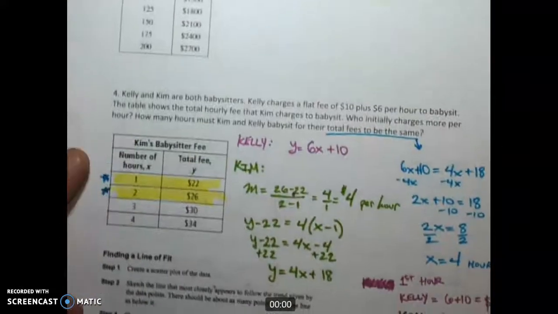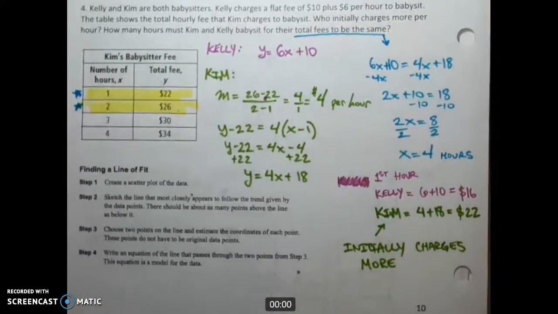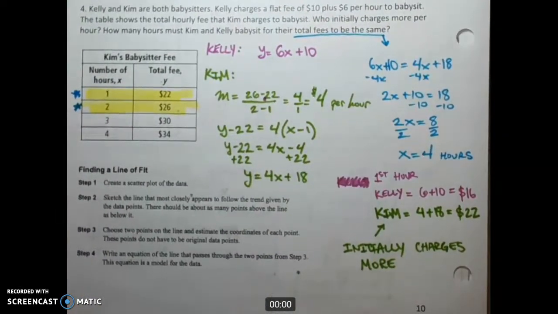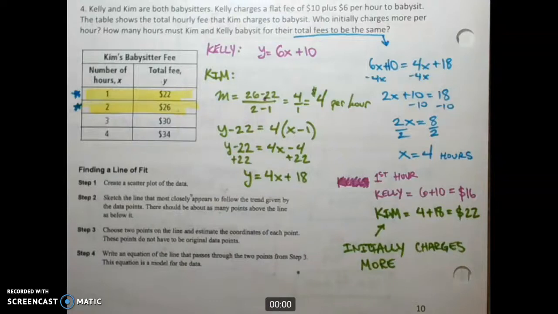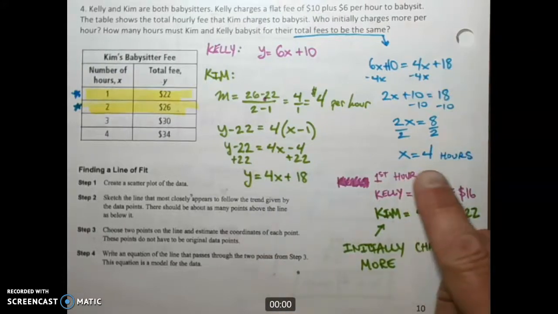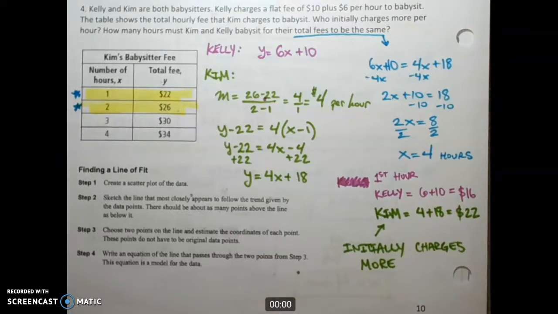And here we go. Okay, so there were two people, Kelly and Kim. Kelly was y equals 6x plus 10. Kim was y equals 4x plus 18. And you set them equal to each other, and you get x equals 4 hours.